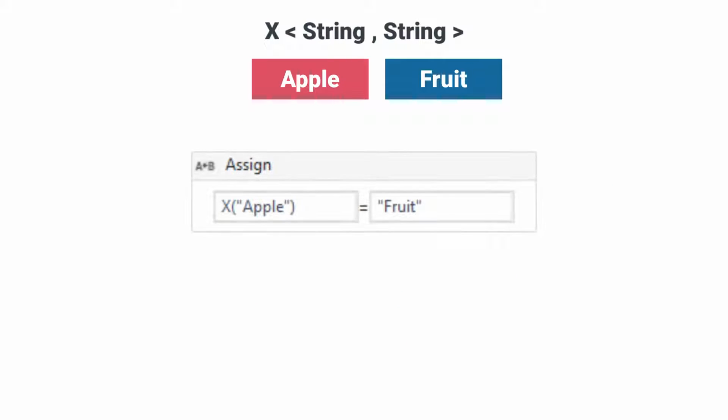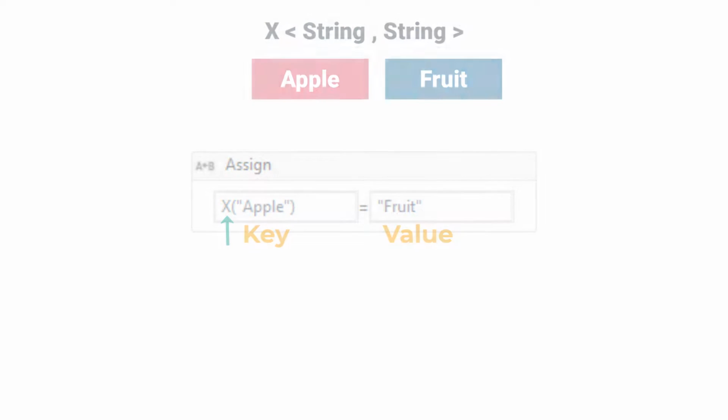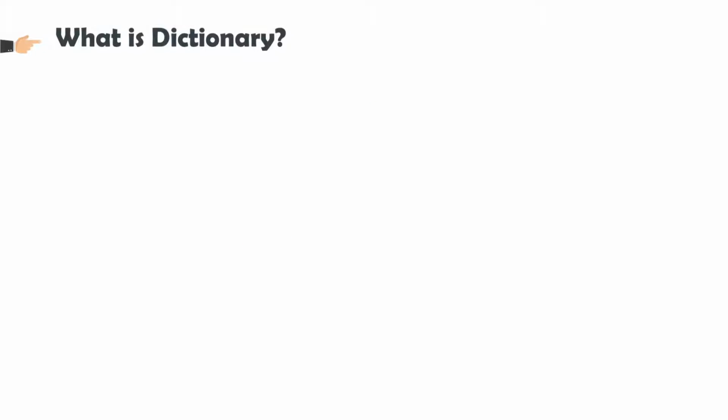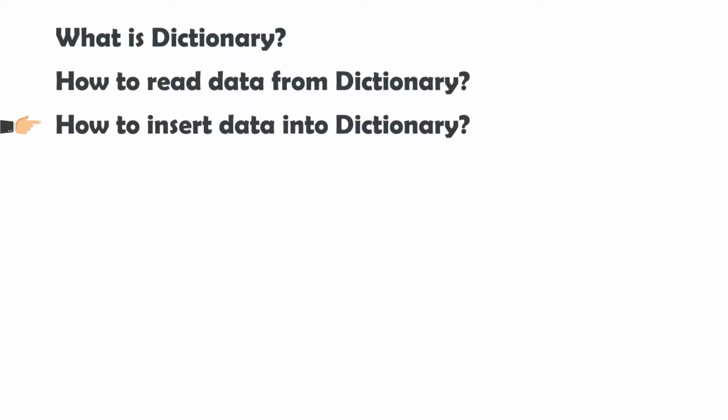In an assign activity you add the key on the left side using the variable name. On the right side we enter the value. In this way we can add new data into a dictionary. Now you know what dictionary is, and how to read or insert data into a dictionary.